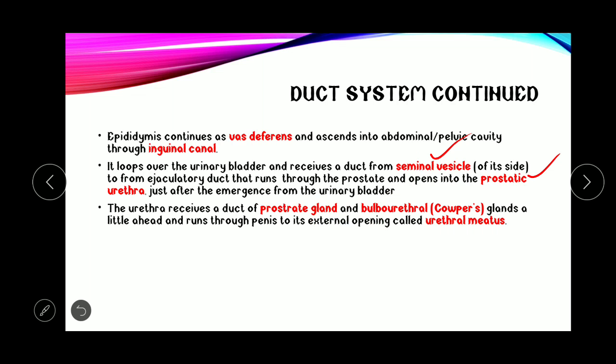That is the part of the reproductive system that opens into the urethra, just after its emergence from the urinary bladder. So the urethra receives a duct of the prostate gland and the bulbourethral gland, that is Cowper's gland, a little ahead, and runs through the penis to the external opening called the urethral meatus. So the urethral meatus is the external opening. All of these things will be cleared in a diagram.